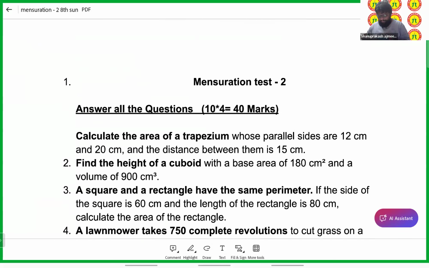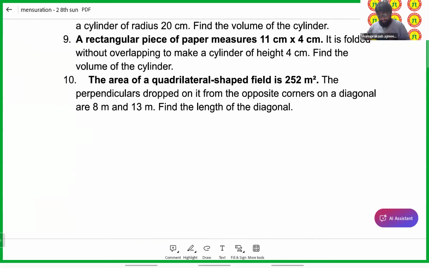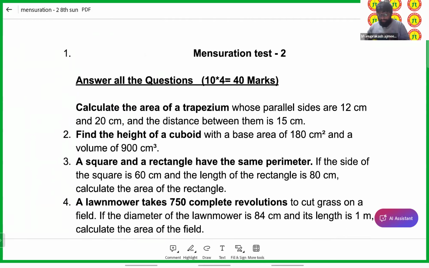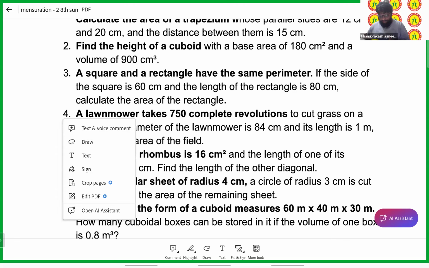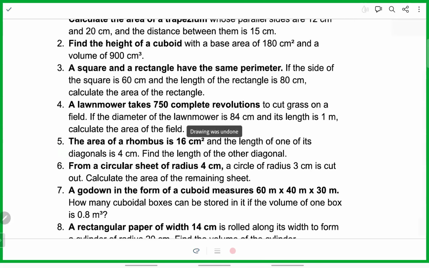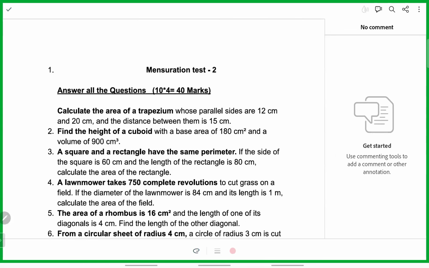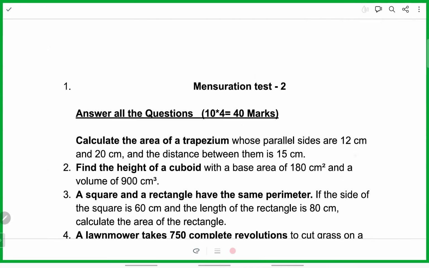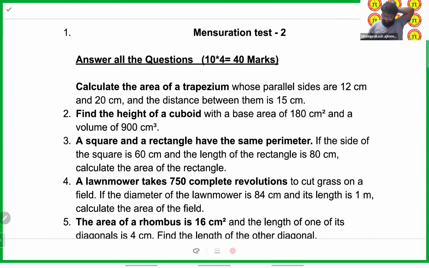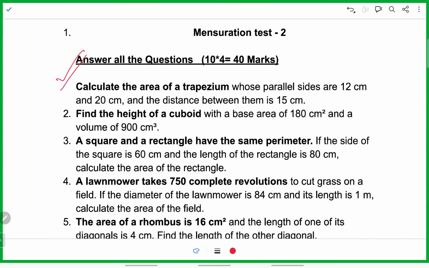So overall, you have 10 questions. I hope everyone has clarity on what to do in these questions. Most of the questions we discussed in the class. Any doubt in the first question? No, sir. It's a direct formula question.